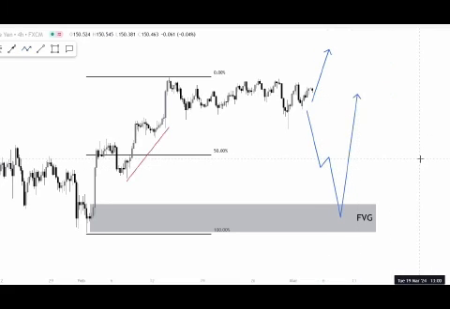Now your job is to use the lower time frames, the M15, the M5, to dissect whether we're retracing or whether we're continuing. And we use higher time frame liquidity and dealing ranges to get involved.